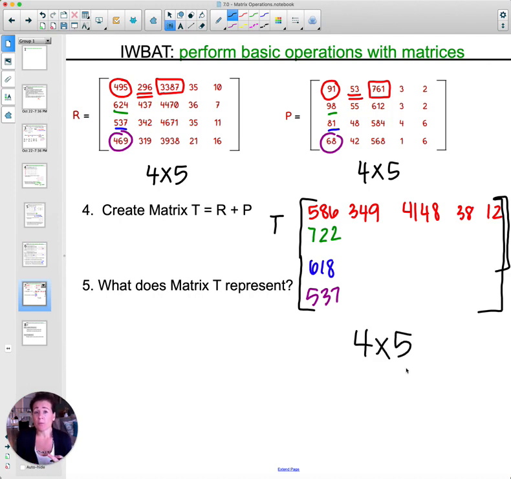So what does this represent? What's the T stand for? Total, the total stats for that player for the whole year. Because if they get to the postseason, then that counts for their total. So total, regular, and postseason. Okay, so total stats for 2015.